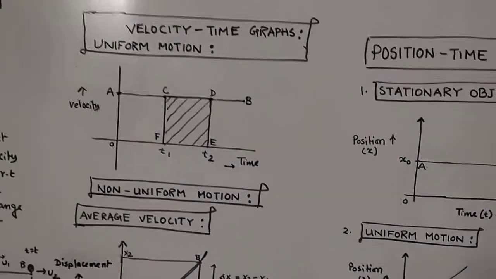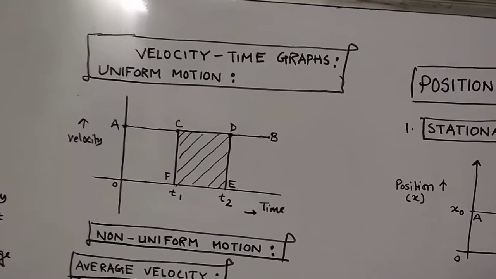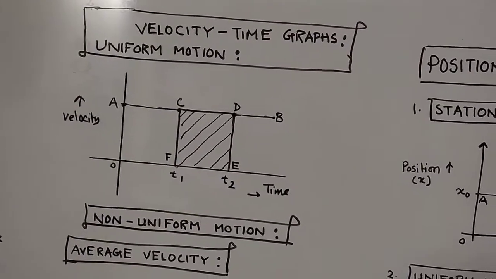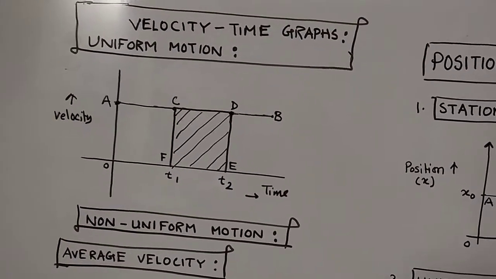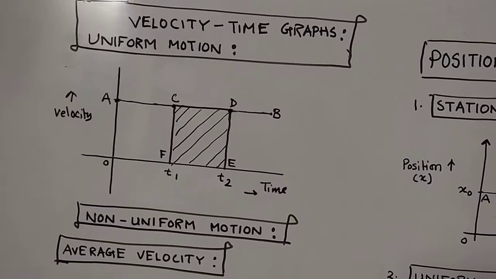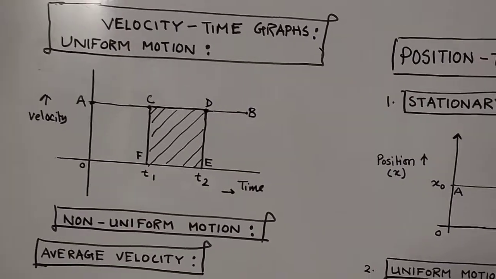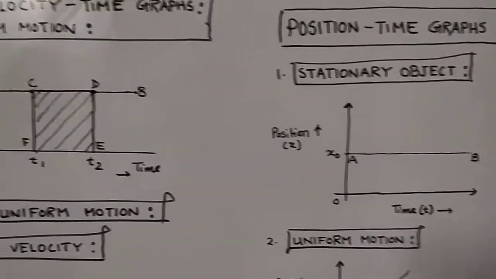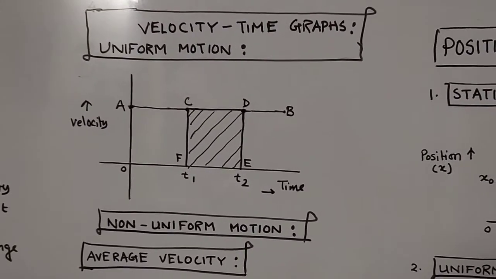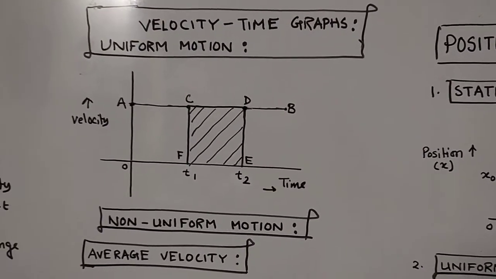Now the next one we will discuss is your velocity time graph. Again it is a straight line. Now a velocity time graph like this means a constant velocity. The object is not at rest, rather it is moving with a constant velocity, though this one seems to be at rest. With respect to time, the velocity does not change, and the graph is your AB.